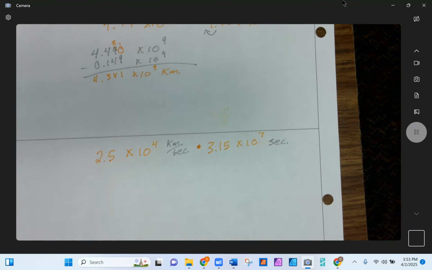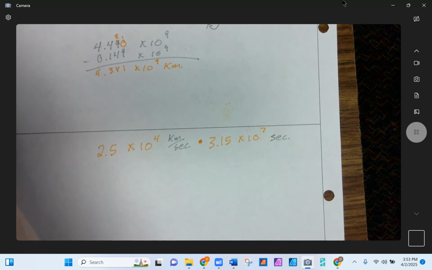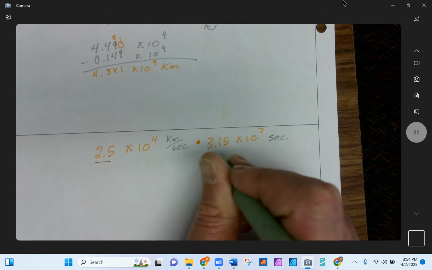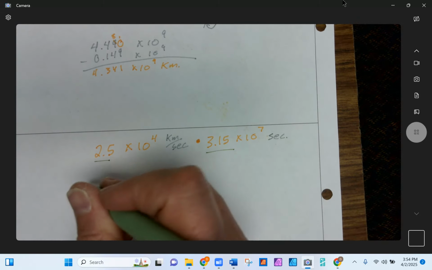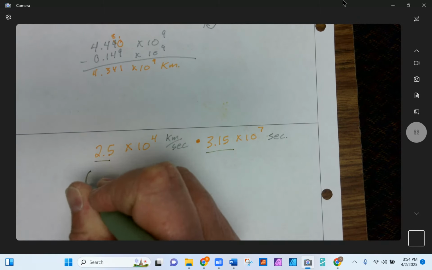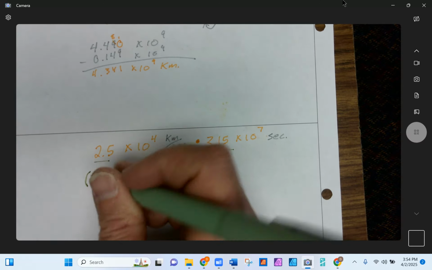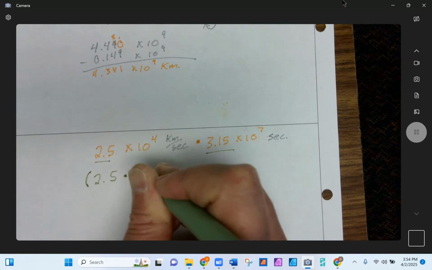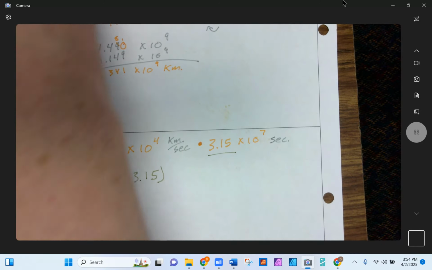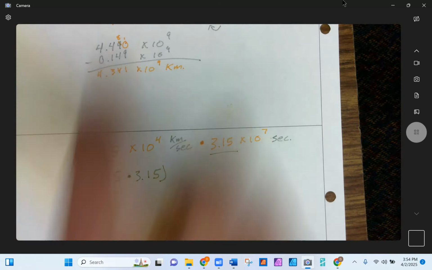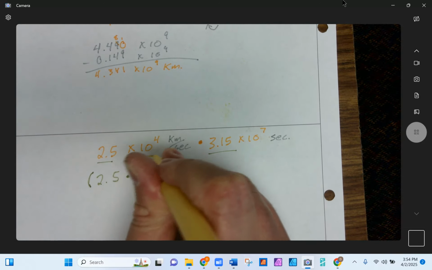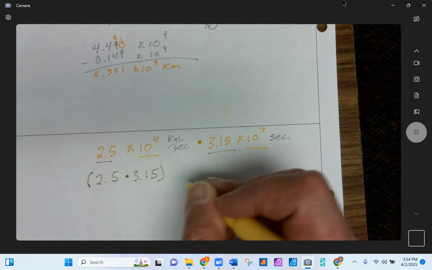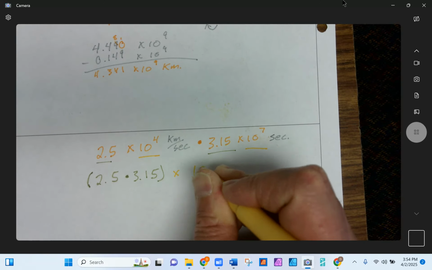All right. So dealing with multiplication and division is actually way easier than addition or subtraction. What's going to happen is you're going to take the A values, the numbers out front, and multiply them together. And then you're going to take your powers of 10, and you're going to multiply them together.